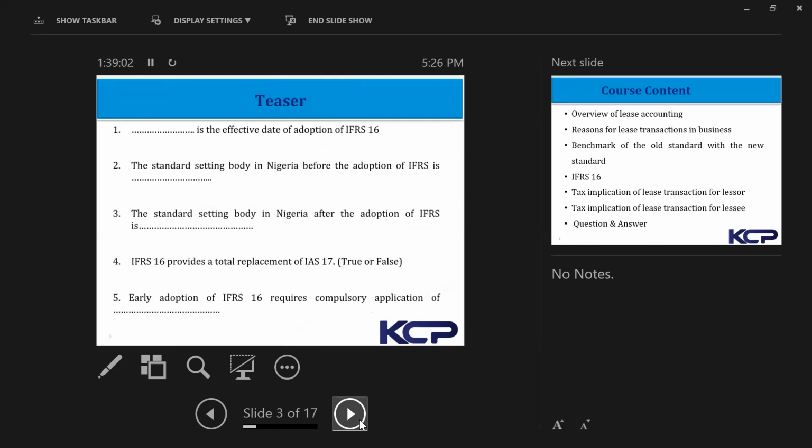So I'm sure by now, let's do all of these teasers. Dash is the effective date of adoption of IFRS 16. Okay, the standard setting body in Nigeria before the adoption of IFRS is what? NASB. The standard setting body in Nigeria after adopting IFRS is what? The IFRS 16 provides a total replacement of IAS 17.